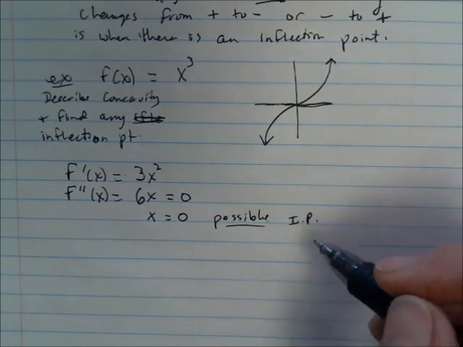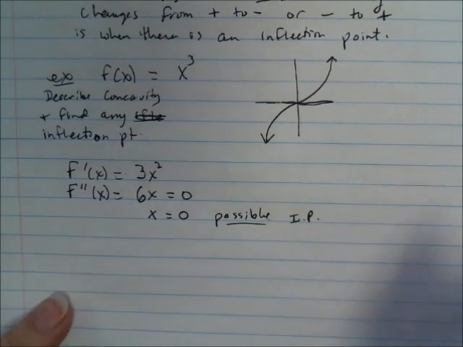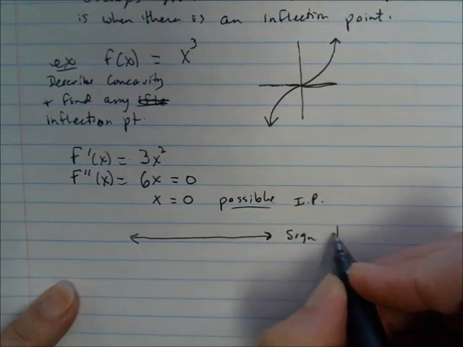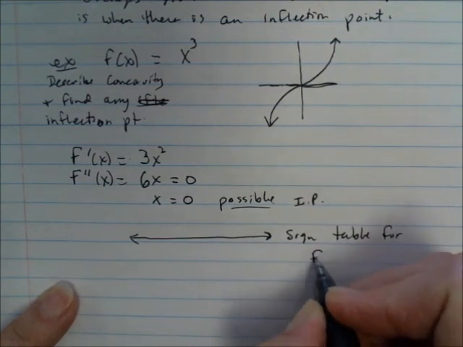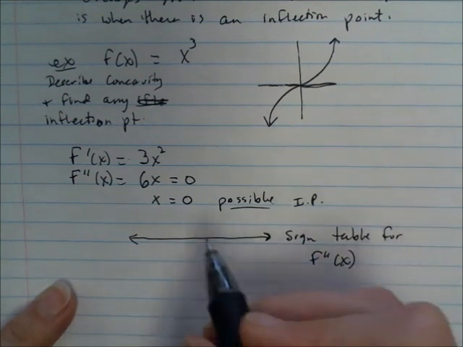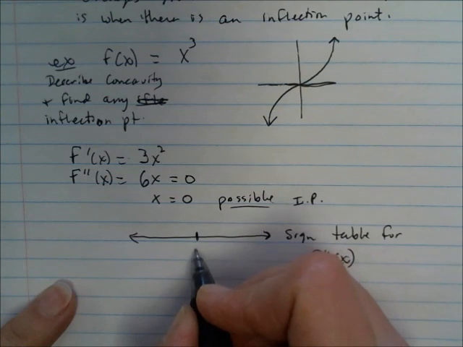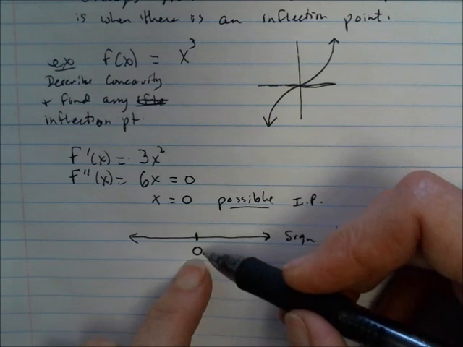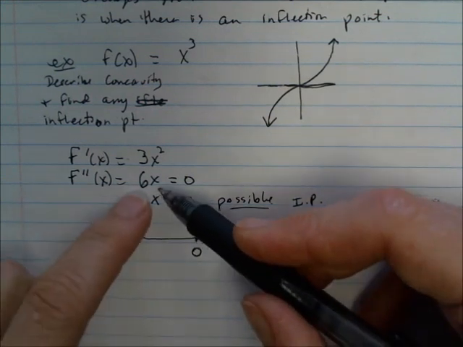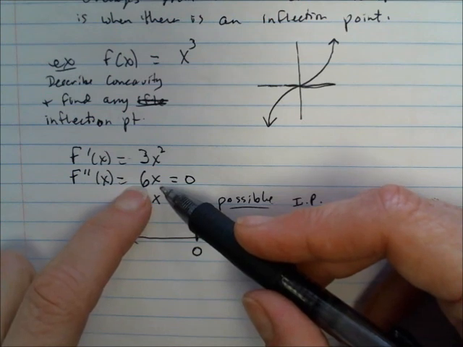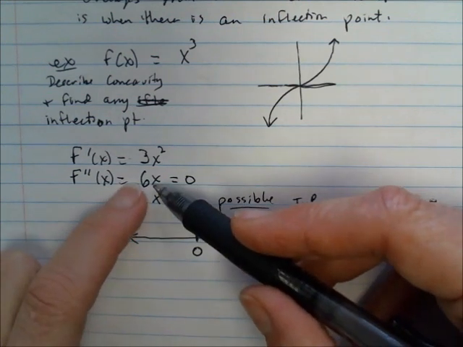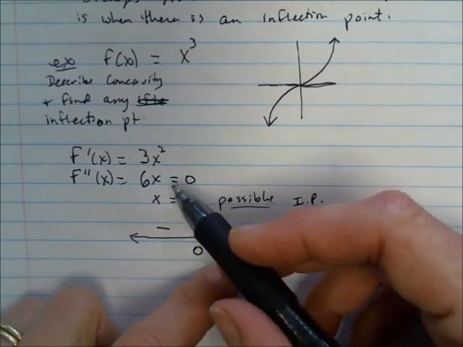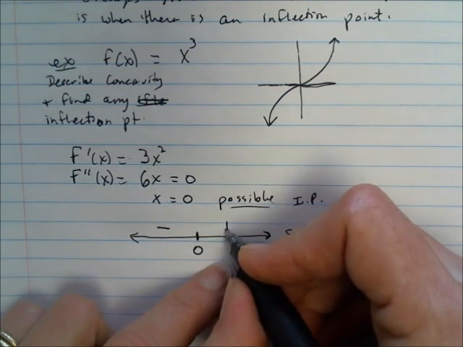So it is a possible IP, but we have to see whether or not it is truly an inflection point by doing a sign table for the second derivative. X equals 0, possible inflection point, we're going to put on here. And now we're going to choose any number that's less than 0, put it into the second derivative, which is 6x, and see if it's positive or negative. Well, 6 times negative anything will give us a negative value, so we just put a negative here. And 6 times anything positive will give us a positive value here.